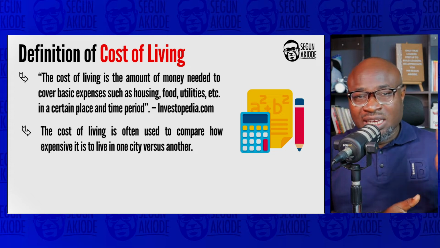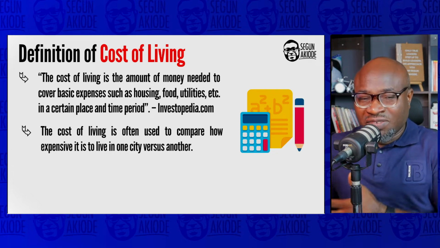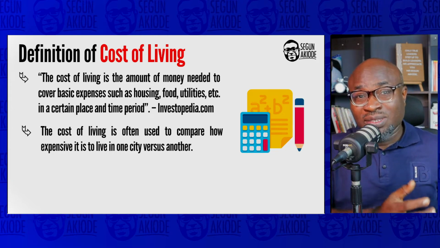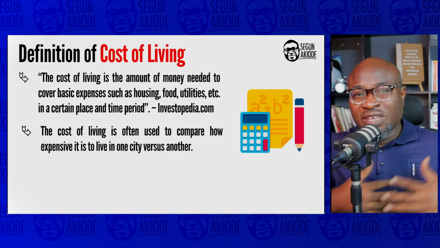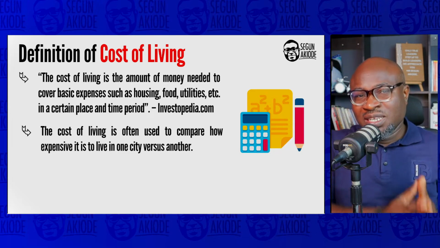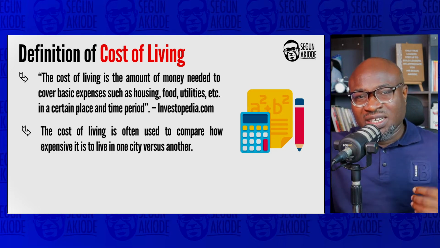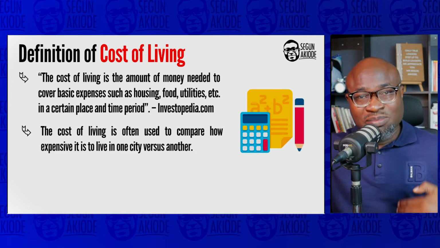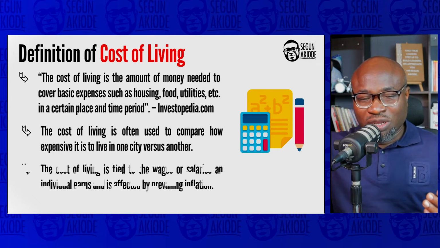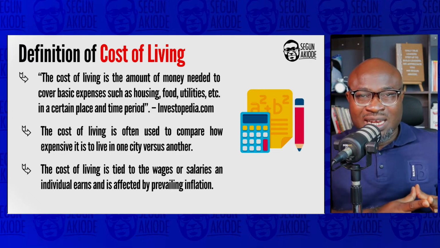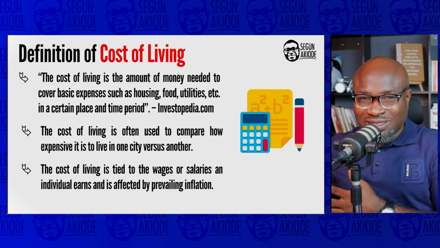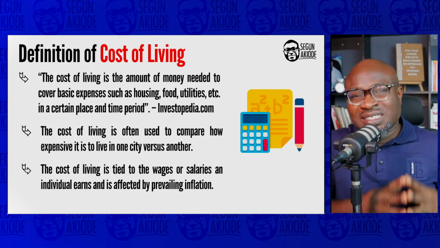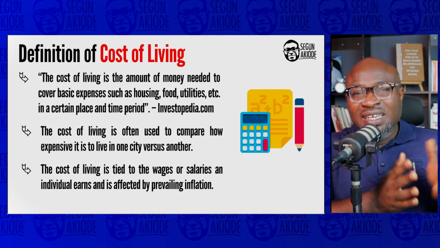If I was staying in New York, my cost of living in terms of the basic expense that I need to incur will be completely different than if I'm living in Lagos or if I was living in Johannesburg. What that means is this: cost of living is a function of where you stay, in terms of a certain place, and in terms of a time period as well. The cost of living for any particular individual is tied to the wages or the salary that individual earns, and oftentimes this is affected by the prevailing inflation rate.